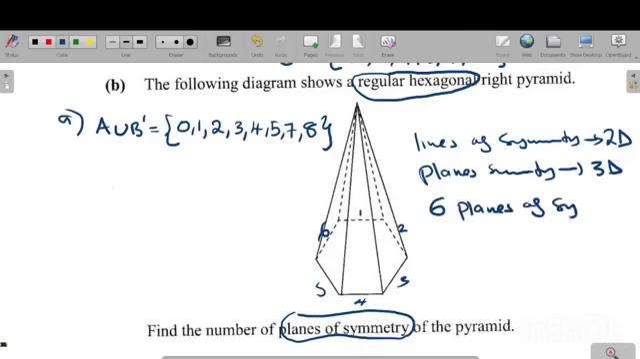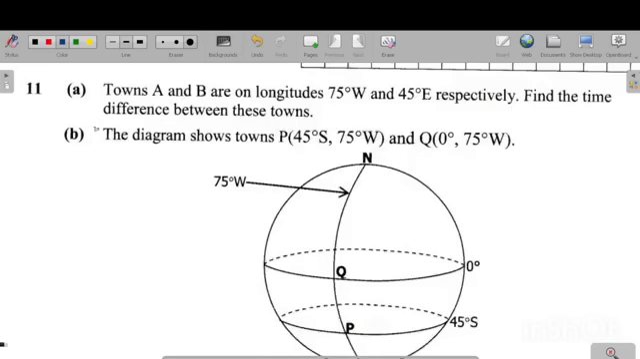of symmetry. All right, number 11, part A says town A and B are on longitude 75 degrees west and 45 degrees east respectively. Find the time difference between these two towns.